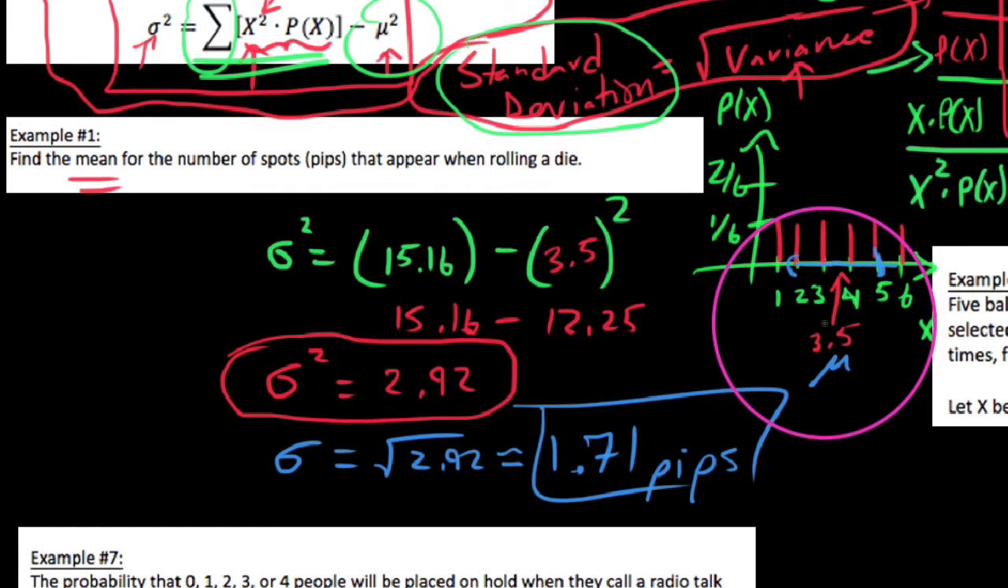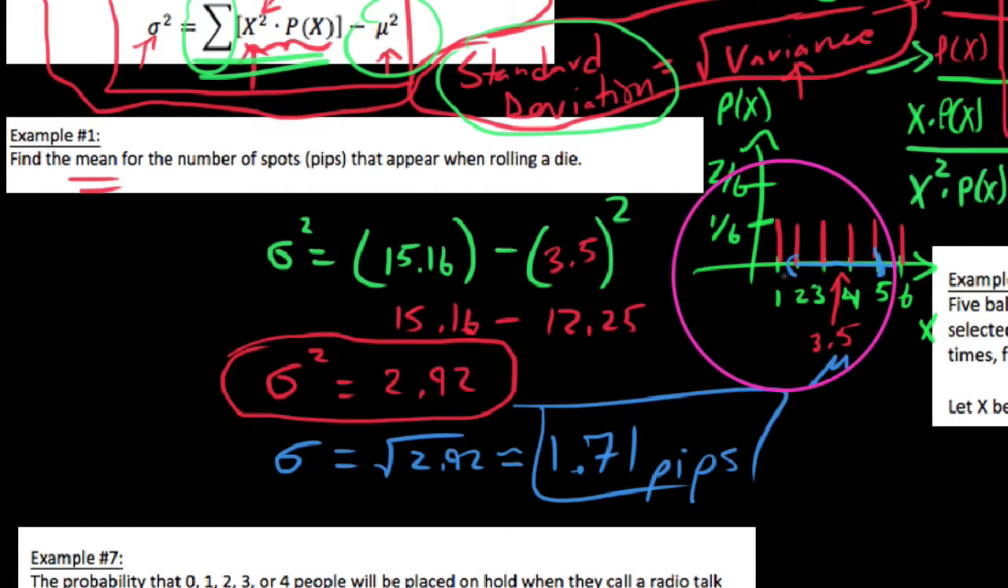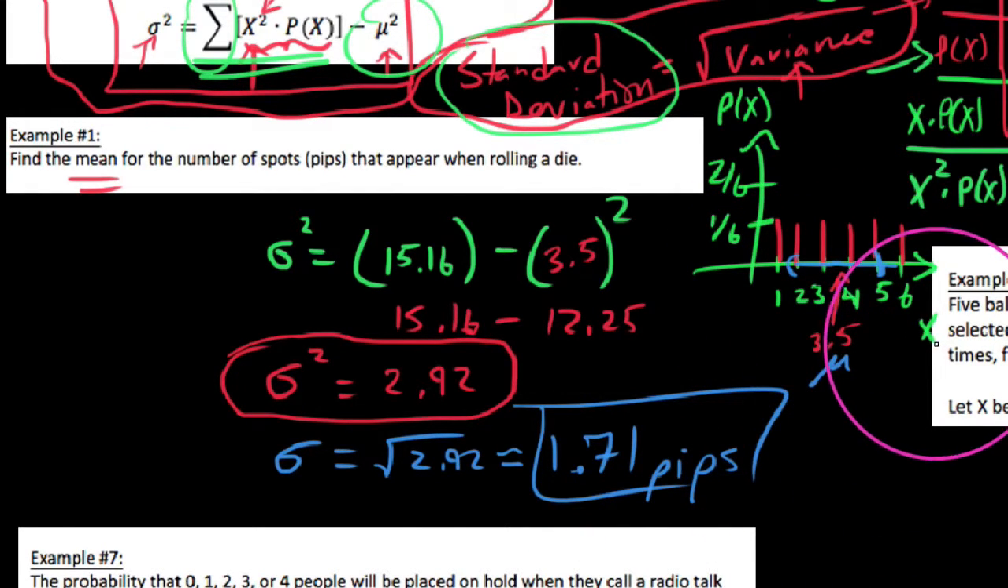So that's a not so quick example of how to find the variance and standard deviation for a probability distribution. In my next video, we're going to work through these next two examples a little bit more quickly. Okay?